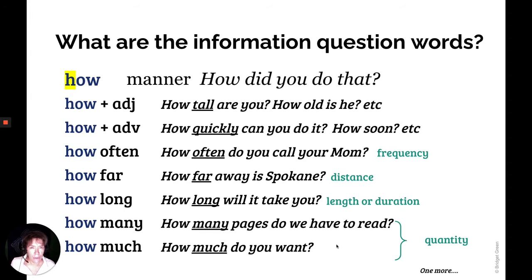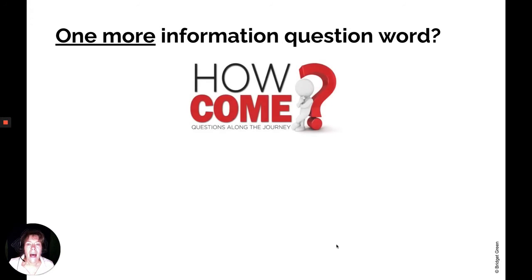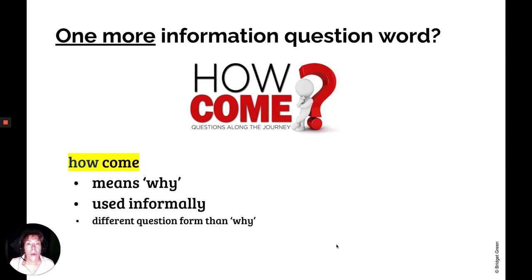really natural in English. That's how come. How come is another way of saying why. It's informal, but be careful. It has a different question form than why. We'll talk about that later. But how come is a really natural way to say why. So practice with me. How come?